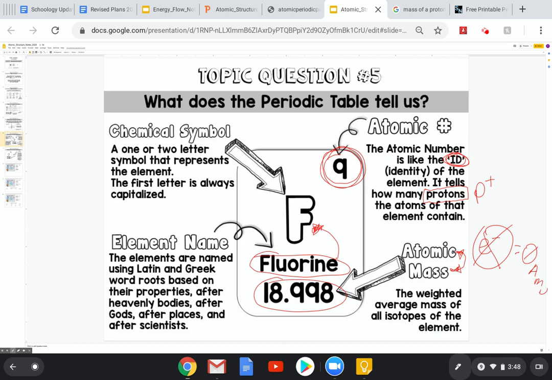So it's going to be our protons. Then we're going to add our, actually, I'll write it in another spot. I don't want to confuse you guys. But atomic mass is going to be equal to protons, which are positive, with our neutrons, which are going to be our neutral subatomic particle. And so that's going to give us our atomic mass.